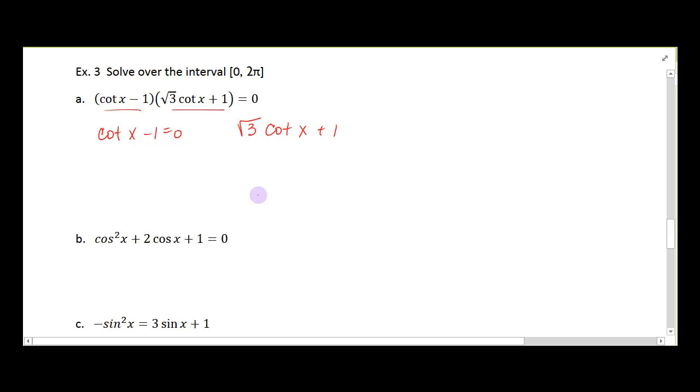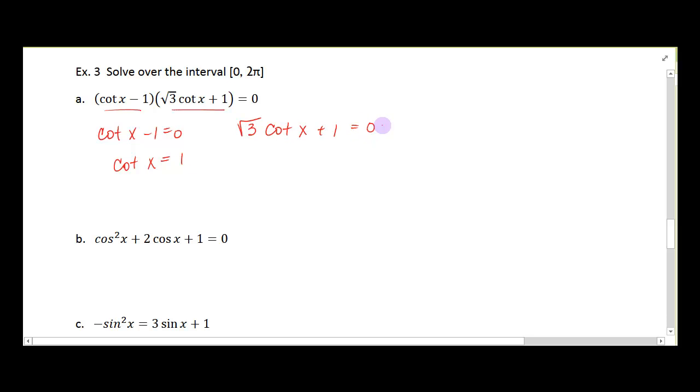So we just take each of these factors, or each of these sets of parentheses, set them equal to 0, and solve each of these 2 equations separately. So we have the square root of 3 cotangent of x plus 1. And we do that by using our regular linear methods of solving. On this particular equation over here, I'm going to add 1 to the right hand side, and I find out that cotangent of x is equal to 1.